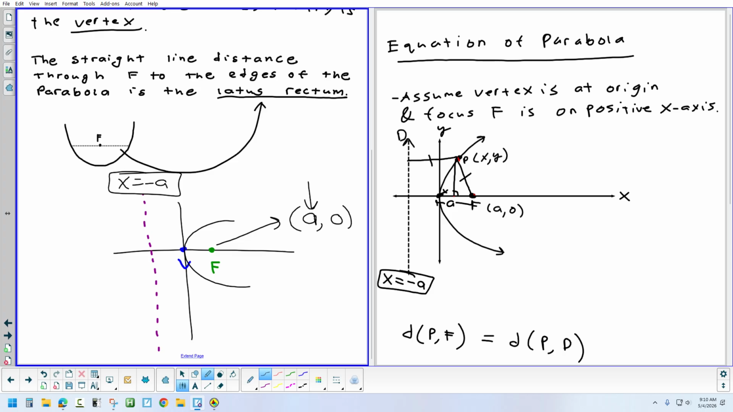Now, in general, the a might not always be the first coordinate. If we draw the parabola in a different direction, the a might be the y coordinate. So the way to remember what a is, it's the distance between the vertex and the focus. Just think of it that way. A is the distance between the vertex and the focus. Then no matter which way the parabola is opening, you can always figure out what a is.